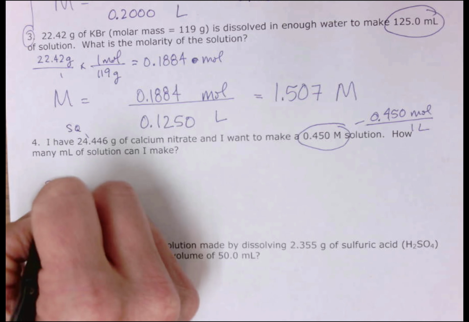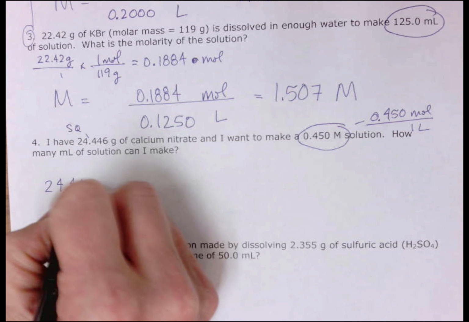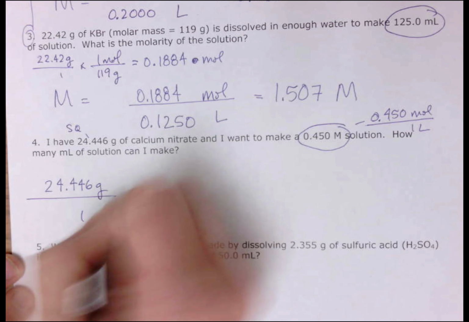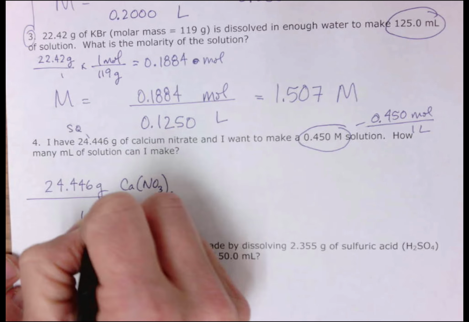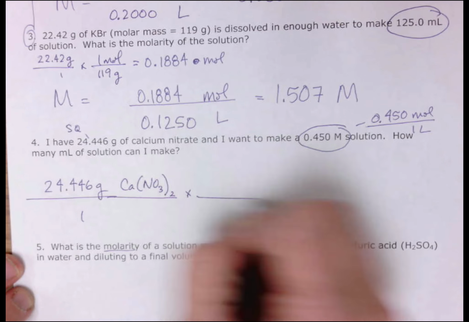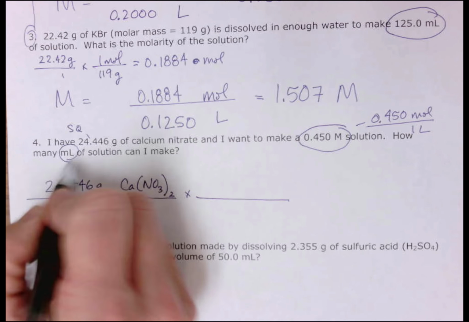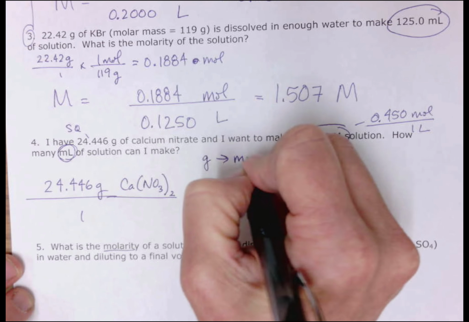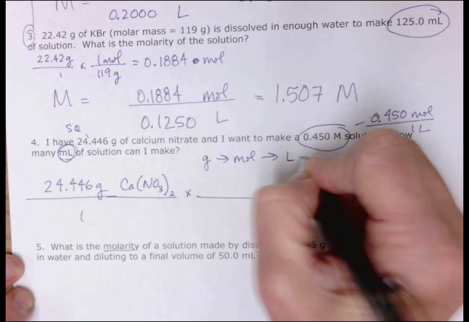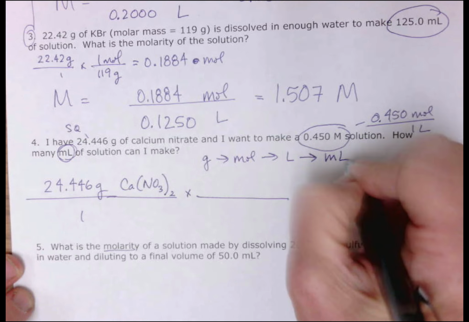So we have 24.446 grams calcium nitrate. Remember, calcium nitrate looks like that. And we need to get it to milliliters of solution. So we're going to go grams to moles, moles to liters, liters to milliliters.